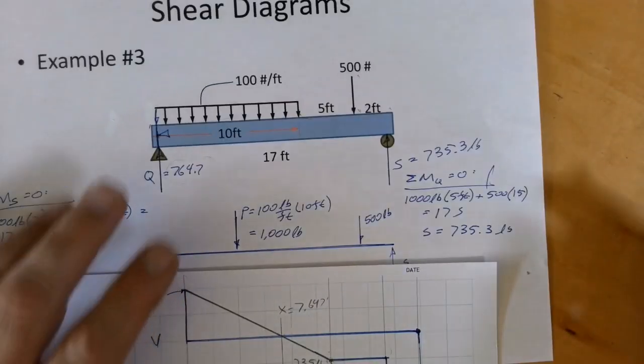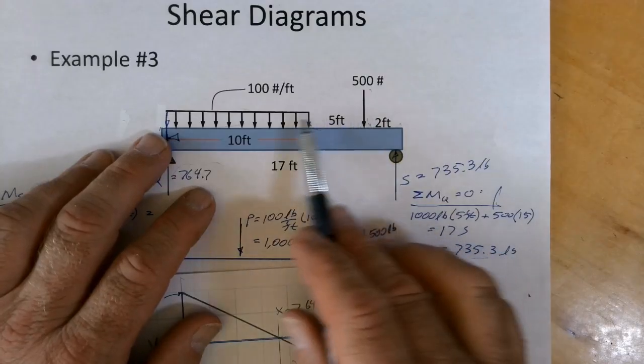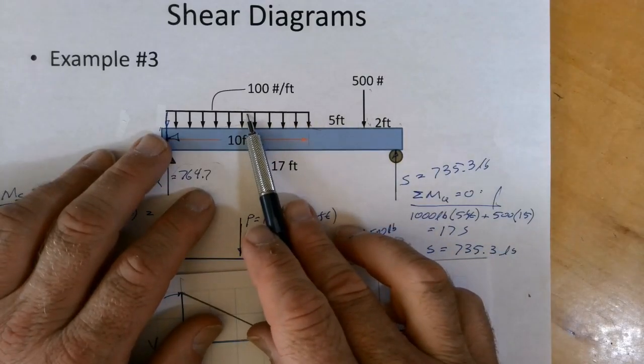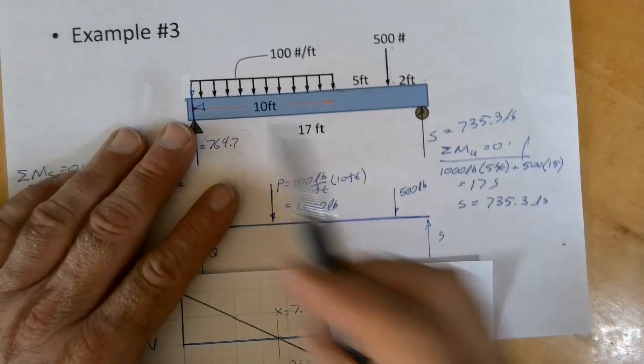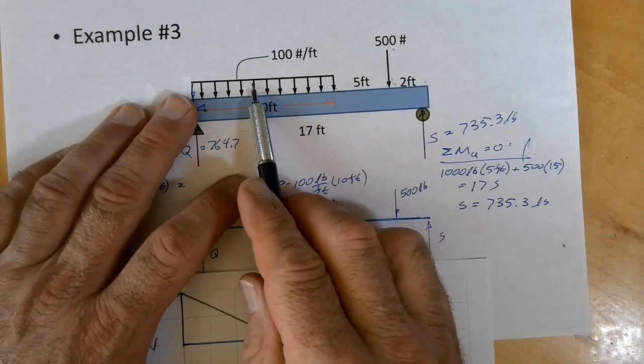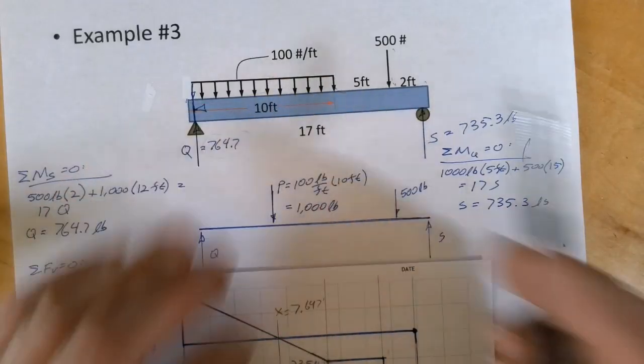Alright, so this example runs through a combined distributed and point load. Sometimes you'll have a point load on a distributed load, and that just becomes a little more tedious. What you do in that case is just break up the distributed load on both sides of the point load.